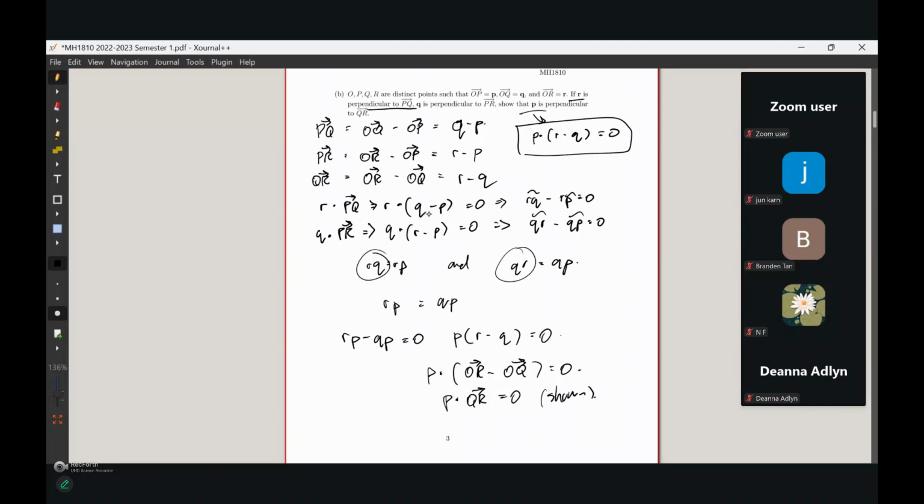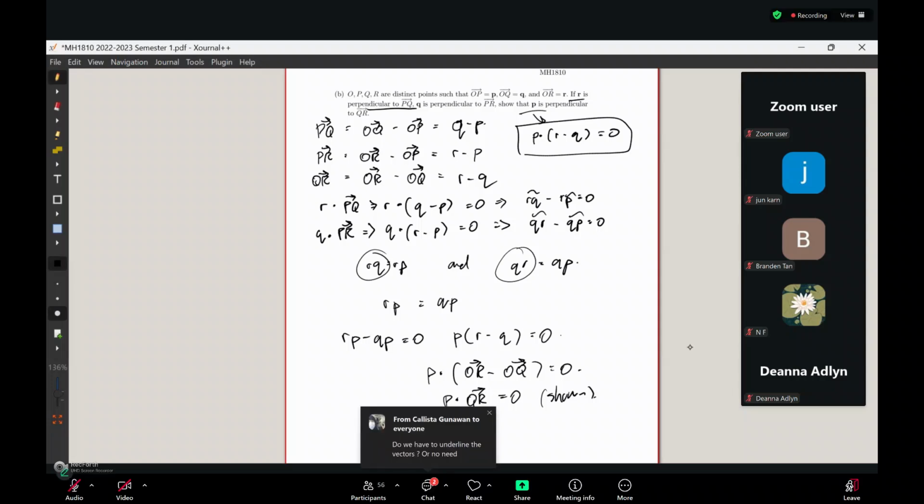Any questions? If you have any questions, just feel free to write in the chat. Doesn't seem like there are any questions. Let me move on. Expect one question for each topic before calculus: one question on vectors, one on matrices, and one on complex numbers.